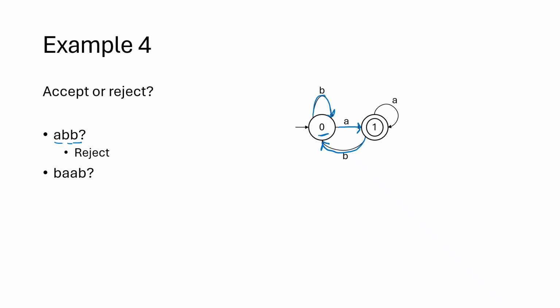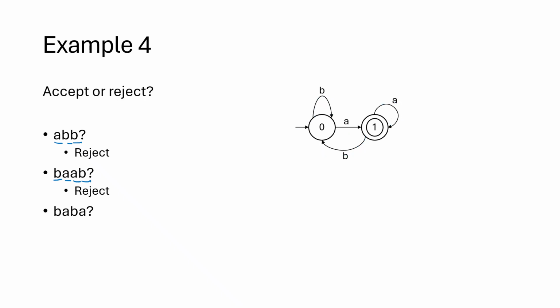Now here's the next input stream, this time BAAB. So again, starting from the initial state, the first B, we stay at 0, then we read an A, we transition to 1, then we read another A, we stay at 1. It seems like we are going to accept this, but then we read the final symbol, which is a B, which takes us back to state number 0, and that means that this input is also rejected by the machine.